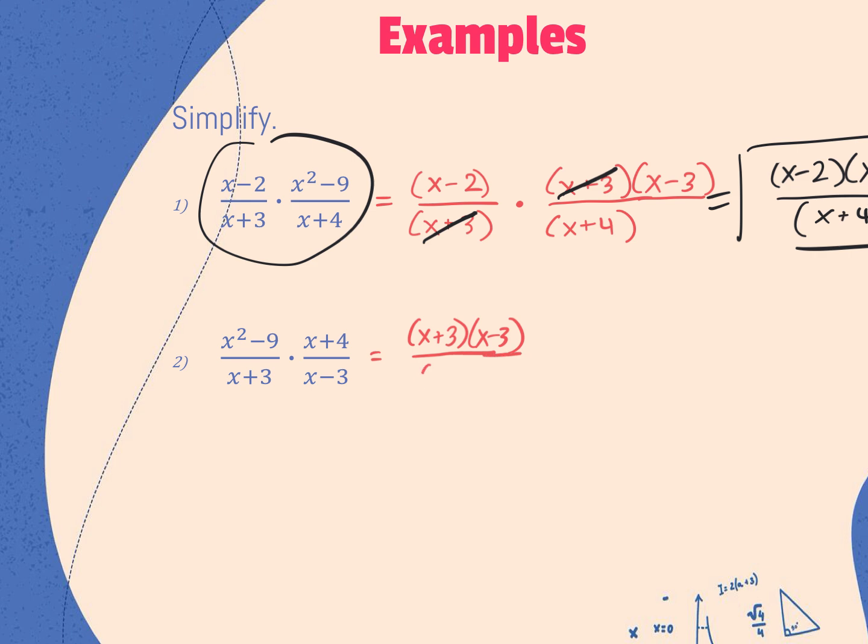The denominator on the left is fully simplified. It's x plus 3. On the right, we have x plus 4, and in the denominator spot, we have x minus 3. And so everything here is now fully broken down, and we can just start canceling. So x plus 3 and x plus 3 cancel. X minus 3 and x minus 3 cancel. And we're left with x plus 4 as our final answer. And that's it.